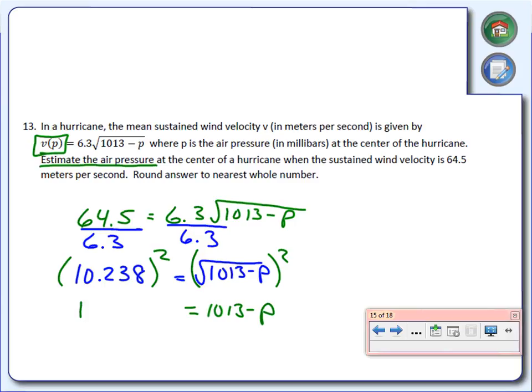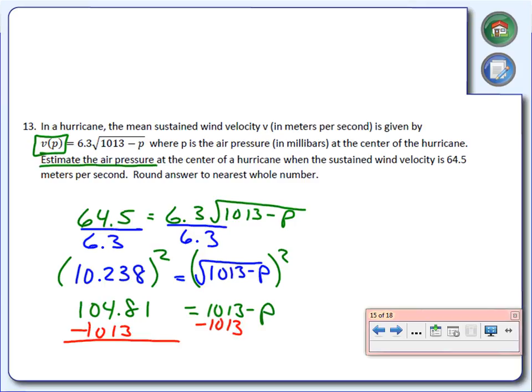Should be something like 104.81. That's what we get after we square it. We're getting close here. I'm solving for p, so the next thing I'm going to do is subtract the 1013.